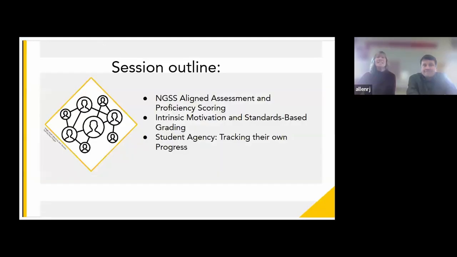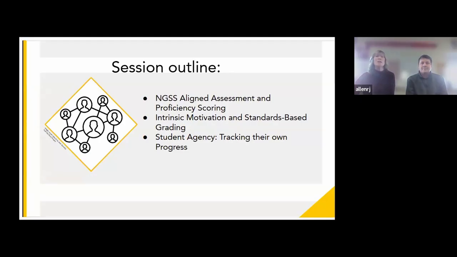Right. Thanks for joining us today. Today, what we'd like to do is talk a little bit about standards-based grading. And we'd like to look, first of all, at how the NGSS defines assessment and what we need in assessment and proficiency scoring and how that can work with standards-based grading. And then we're going to turn it over to Robin, and he's going to talk about how he is in his classroom using assessment to help motivate students, to help them track their own progress, and to give them agency over their own learning.